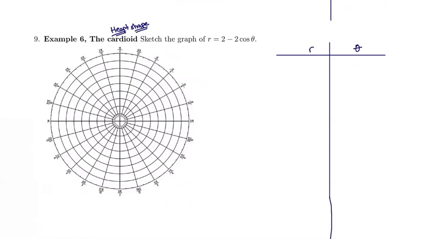I tend to encourage you to use points that are easy to evaluate so that you don't end up with square roots. So if you end up with a square root, then that's probably not a point you want to use. If we were to put 0 in, for example, we would end up with 2 minus 2 times the cosine of 0, which is just going to be 0. And so what this means is that I'm going to be starting again at my pole.